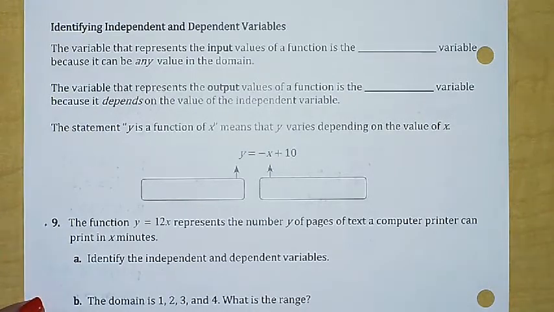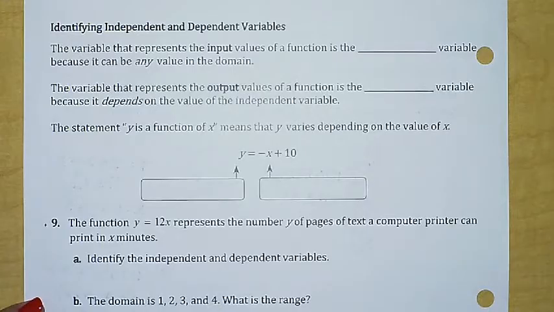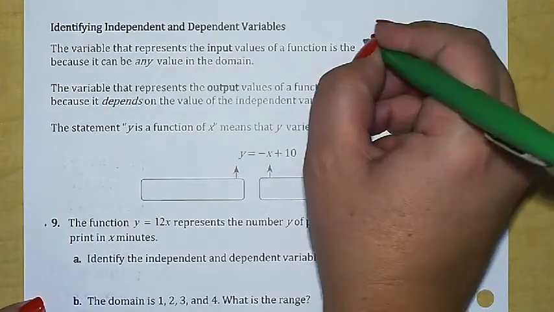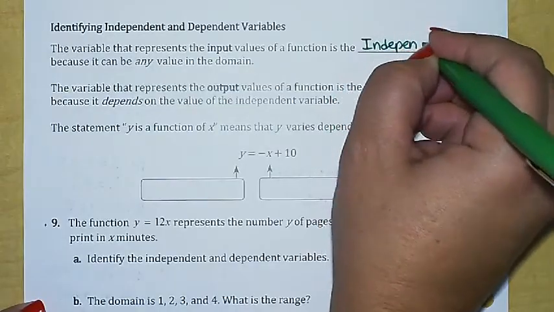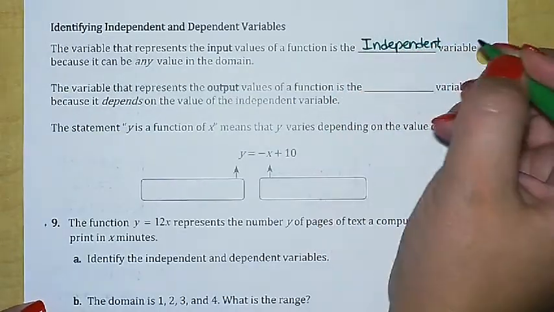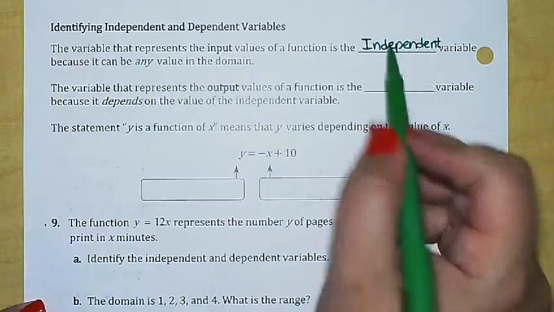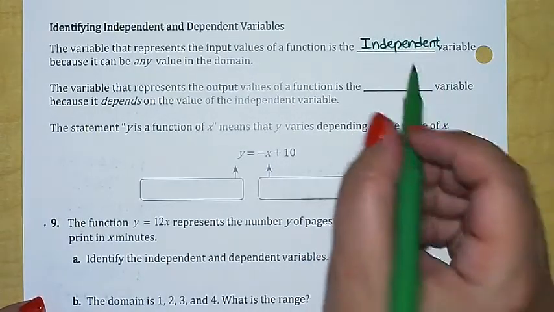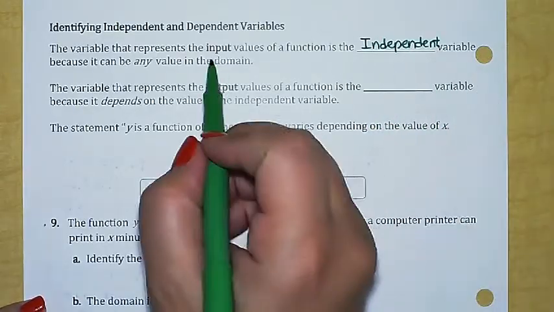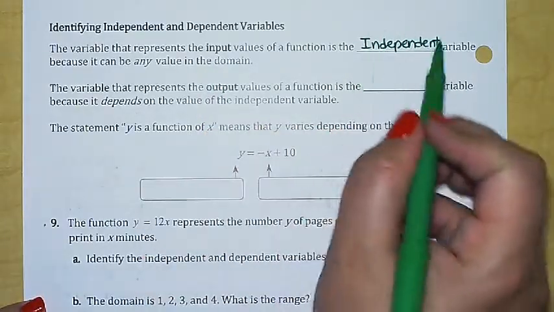The variable that represents the input values of a function is always the independent variable. Always think of it like, I'm independent, I'm in control. This is the one that you can control. In science, they also call this the manipulated variable. That's the set of inputs. That's what you're controlling, okay?